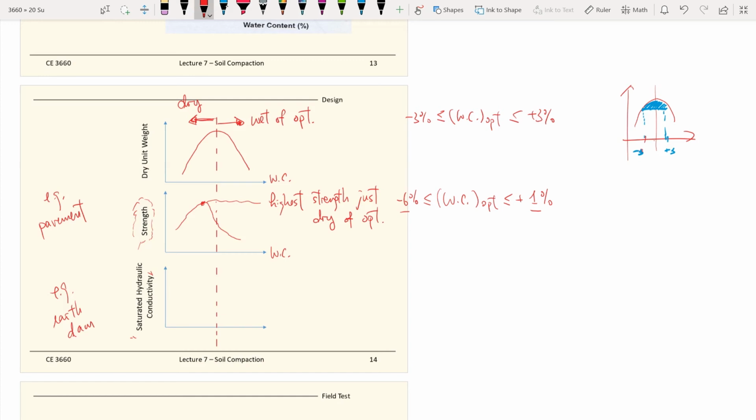such that the contractor has a kind of legal design in hand when they compact the soils out there. They will know what water content to follow. They will follow the geotech engineers, they follow the recommendations from us. So that will be what they need to achieve in the field.